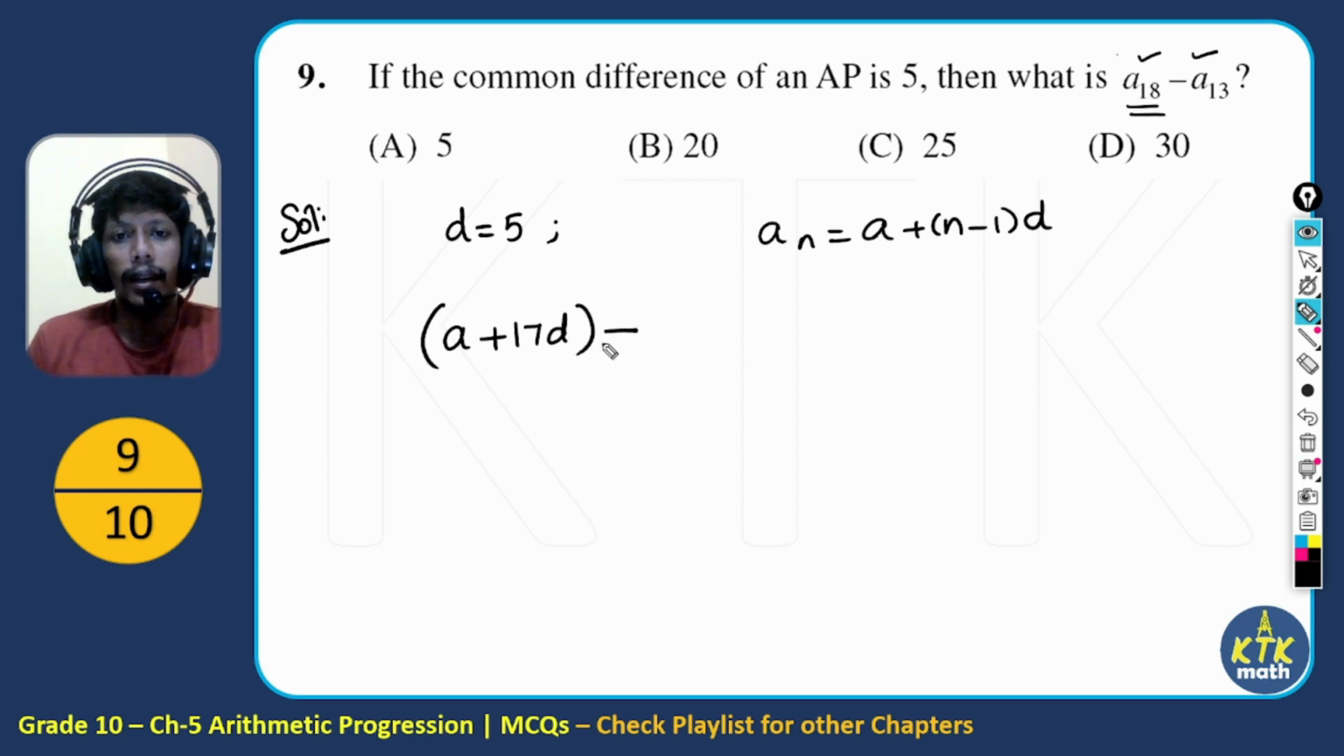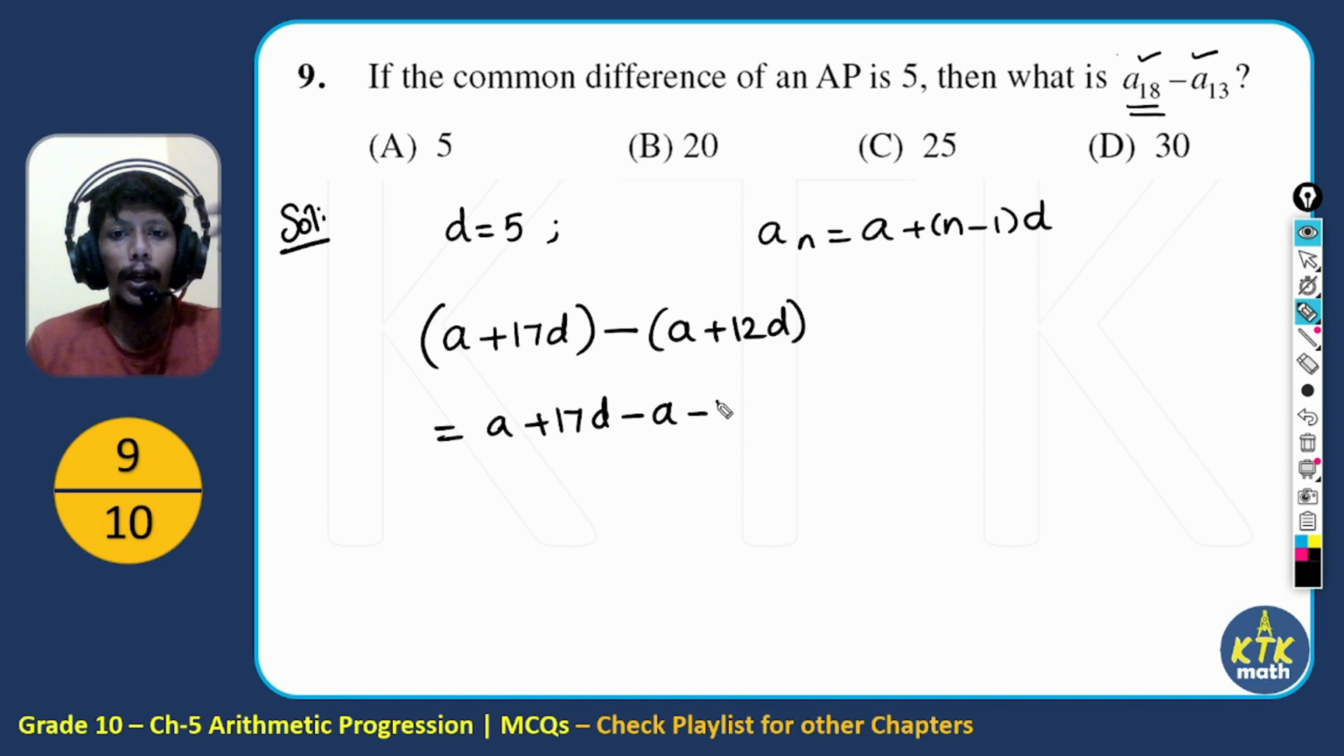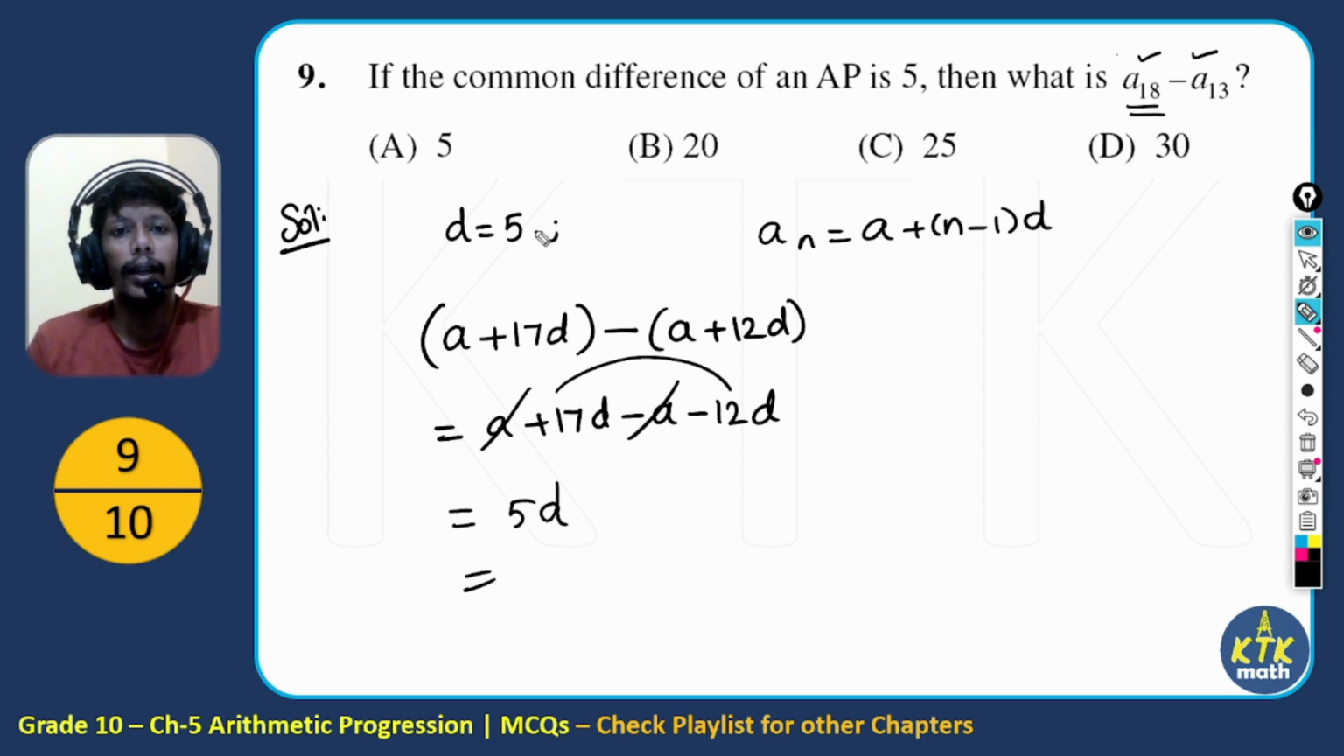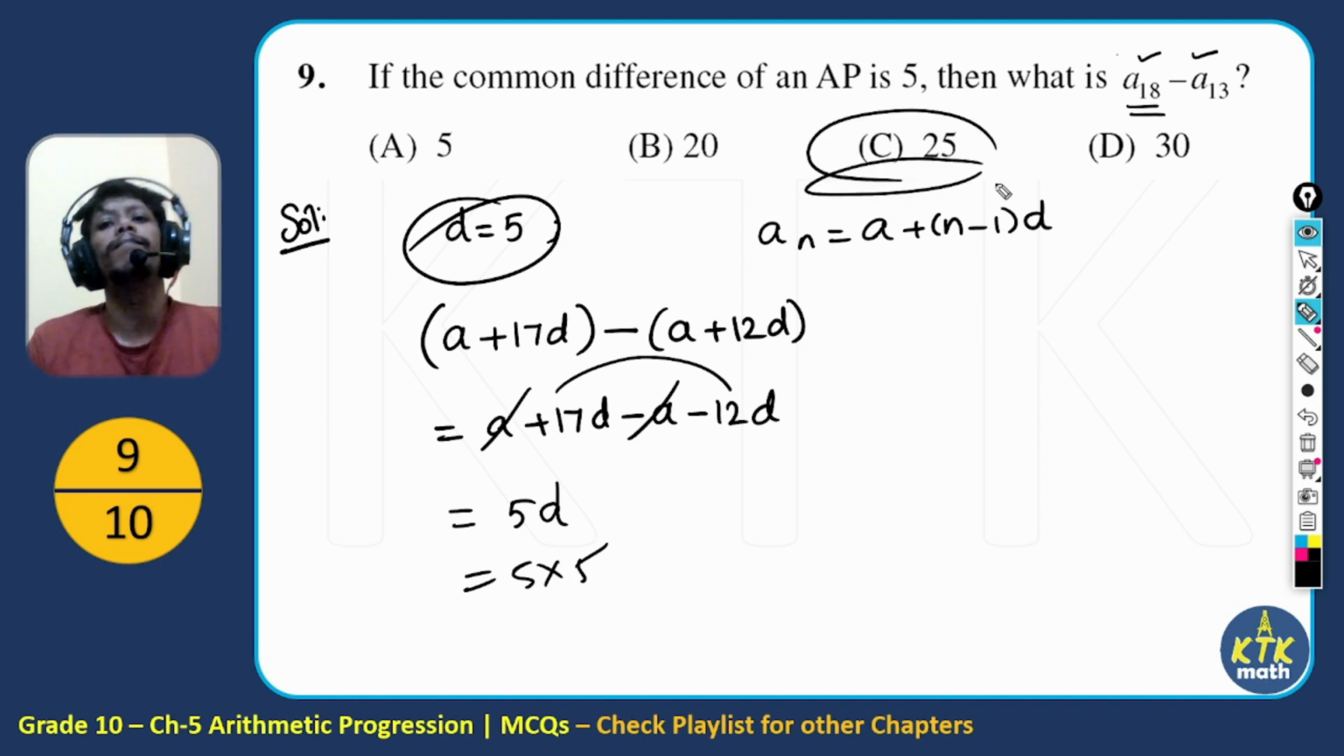Similarly, minus A13, how to write? A plus 12D I can write. This is what I need to find. Now, when you are bringing this negative sign inside, it will become negative A, negative 12D. So A minus A will get cancelled. 17 minus 12 will give you 5D. D value they gave in the question. So 5 times 5 is 25 is your answer. Is it clear? Yes, the question seems a little different, but once you start substituting the values there, then this would become very easy.